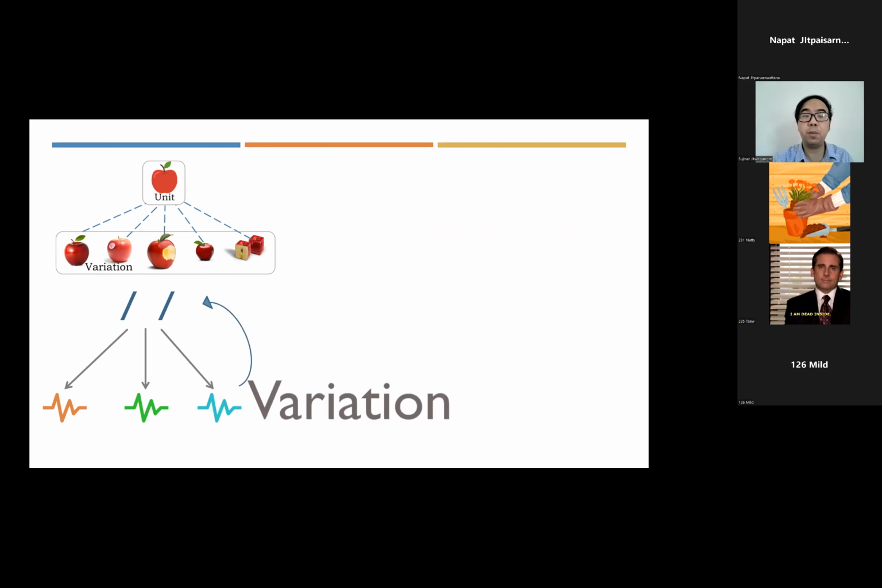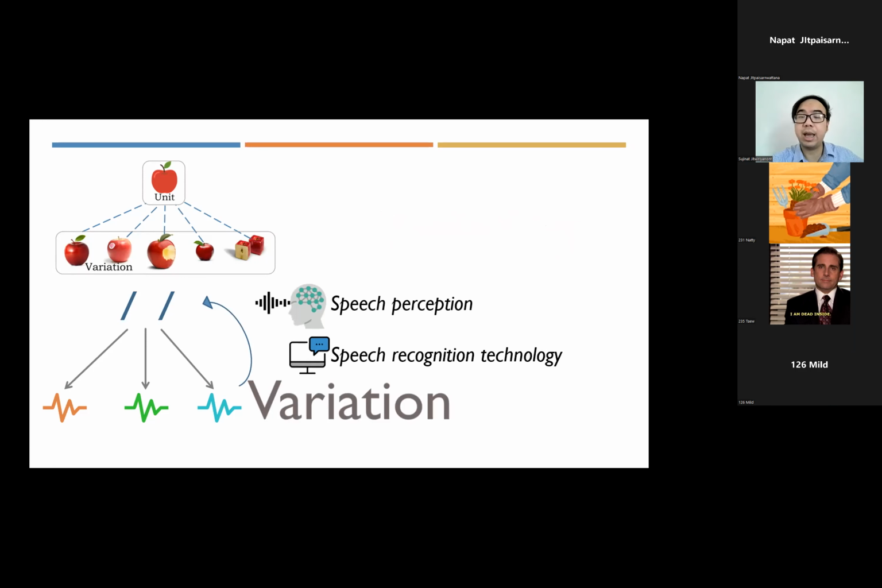So we're going to streamline variation to the abstract unit. It is like speech perception. As long as your speech production is understandable, it can be processed by the listener, who understands the word, and it can lead to word recognition. It is okay. So we can use speech recognition technology to help us.